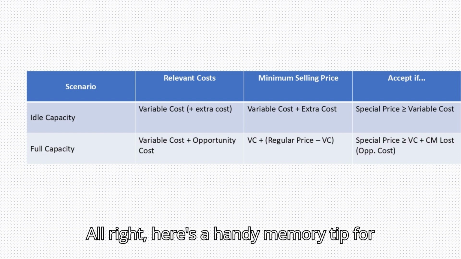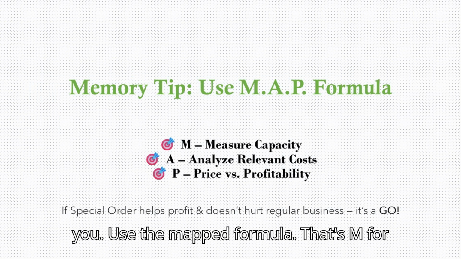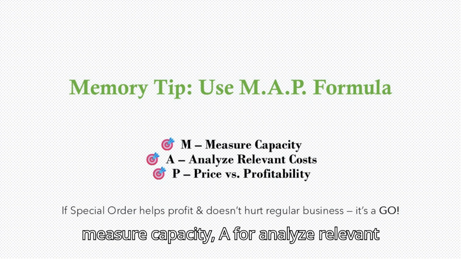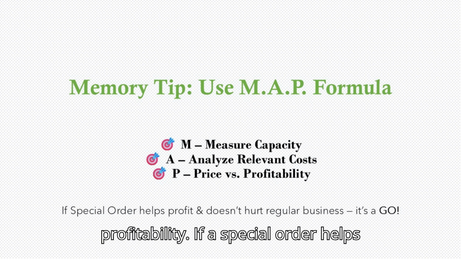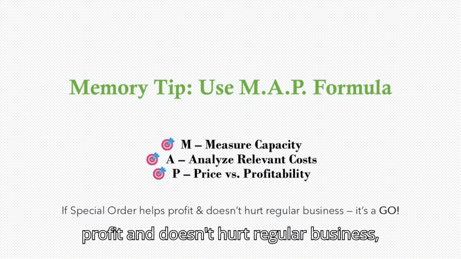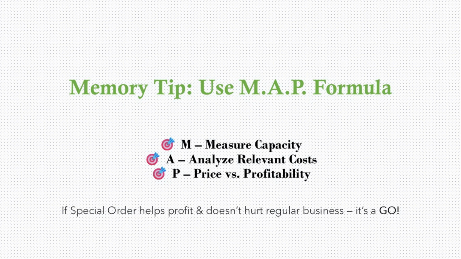Alright, here's a handy memory tip for you. Use the M.A.P formula. That's M for measure capacity, A for analyze relevant costs, and P for price versus profitability. If a special order helps profit and doesn't hurt regular business, it's a go.